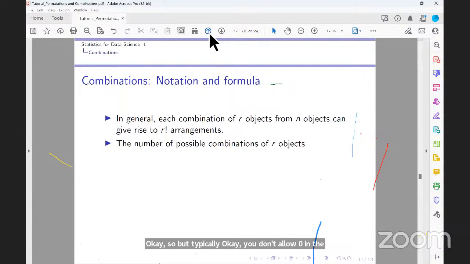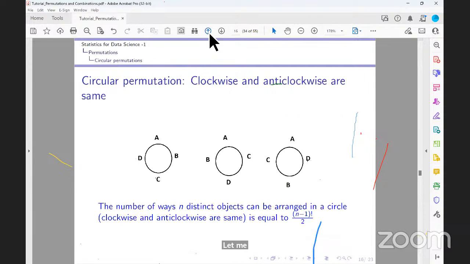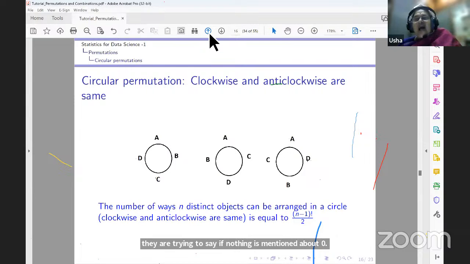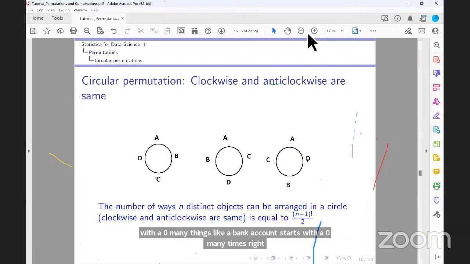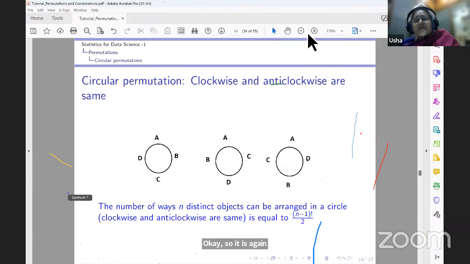Ma'am, if nothing is mentioned about 0, what do we assume? See, I wouldn't consider 0 to be in the first position if I'm asking for a number. But one thing you can argue is, for example, a bank account starts with a 0 many times, right? So again, I would expect that the question has that mentioned.